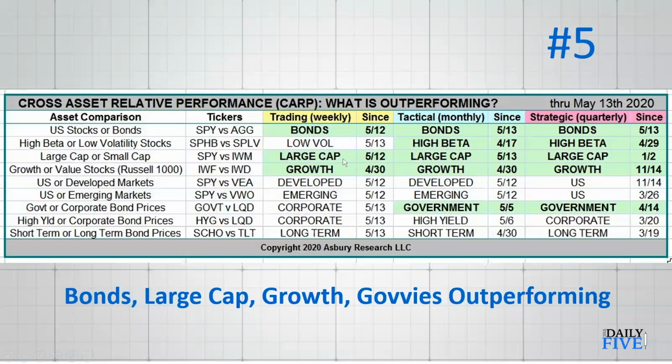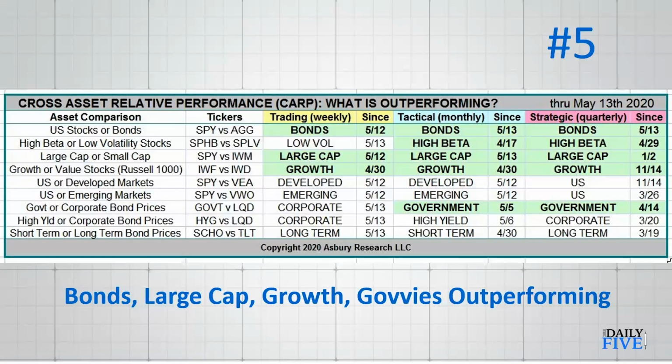Again, that's typically a defensive positioning by the market, let's call it. And then you see growth outperforming value. Now you can see growth has been outperforming value on a strategic basis going all the way back to November 14th. And then, of course, govies here are outperforming corporate bonds, which again is another defensive leaning of the market in terms of relationships. So we have bonds, large cap, growth, and govies outperforming.